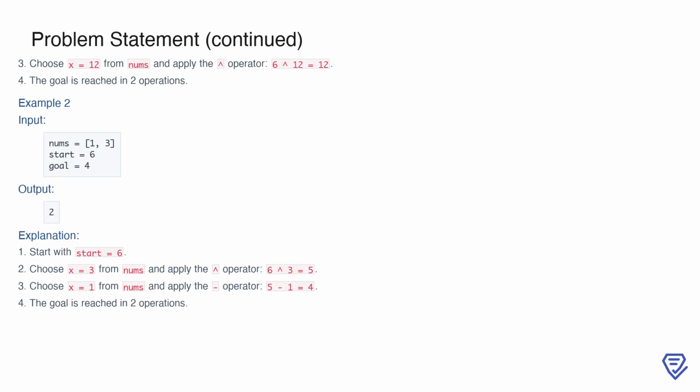Now consider another example where nums is 1, 3, start is 6, and goal is 4. Again, the output is 2. Starting with 6, you pick 3 from nums and apply the XOR operator, resulting in 6 XOR 3 equals 5. Then, you pick 1 from nums and apply the subtraction operator, giving 5 minus 1 equals 4. With this, the goal is reached in 2 operations.